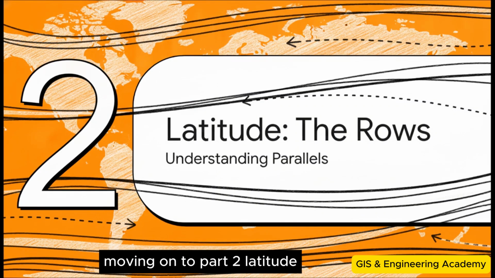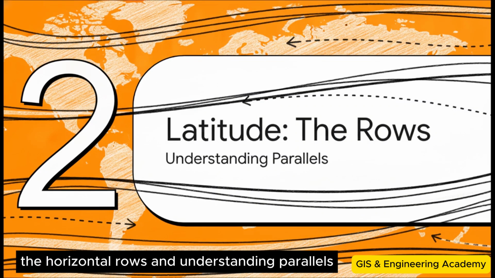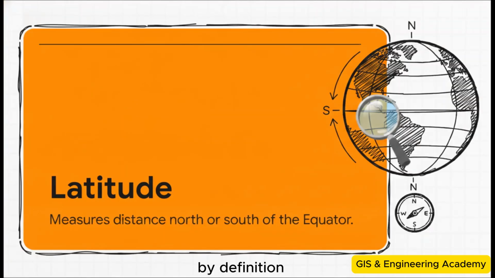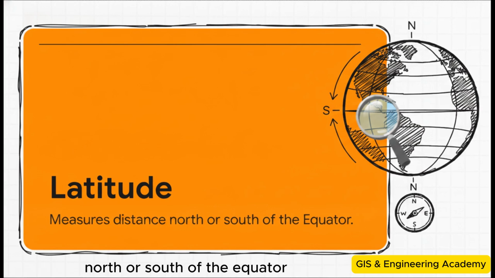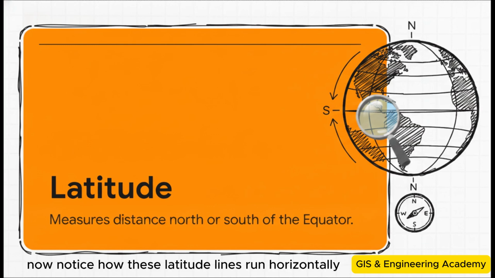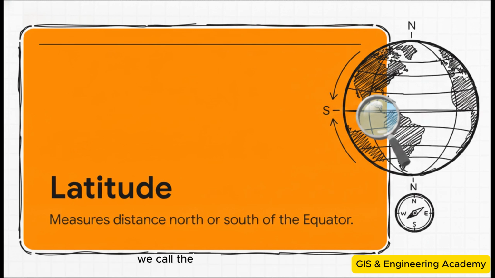Moving on to part 2, latitude, the horizontal rows, and understanding parallels. By definition, latitude measures exactly how far a location is north or south of the equator. You know, that imaginary circle dividing the Earth perfectly into the northern and southern hemispheres. Now, notice how these latitude lines run horizontally around the Earth? We call these parallels for a very simple geometric reason. They never meet, they're just perfectly parallel rings stacked one on top of the other.